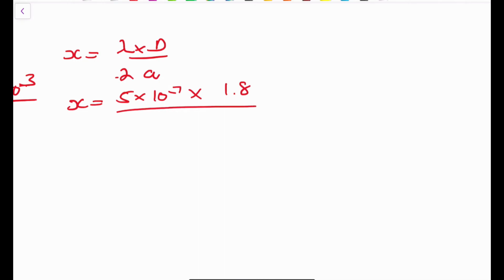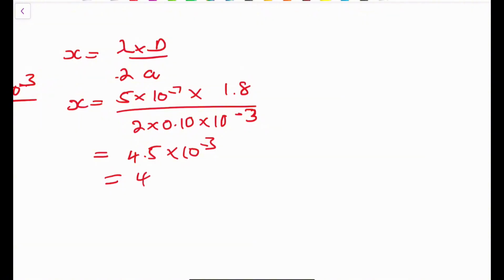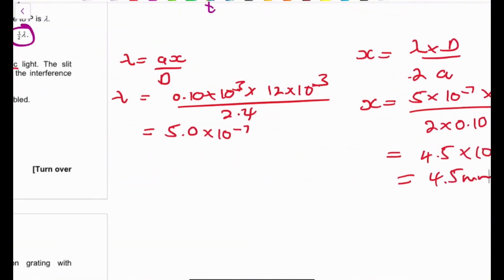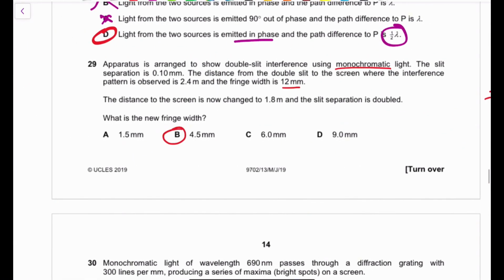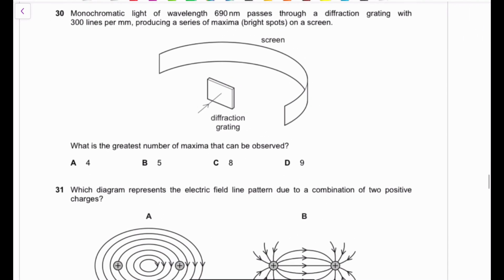1.8 divided by 2 times 0.10 times 10 to the power of negative 3. That's going to give you a value of X, which is about 4.5 times 10 to the power of negative 3, which is 4.5 millimeters. And the answer is going to be B. Move on to question 30.